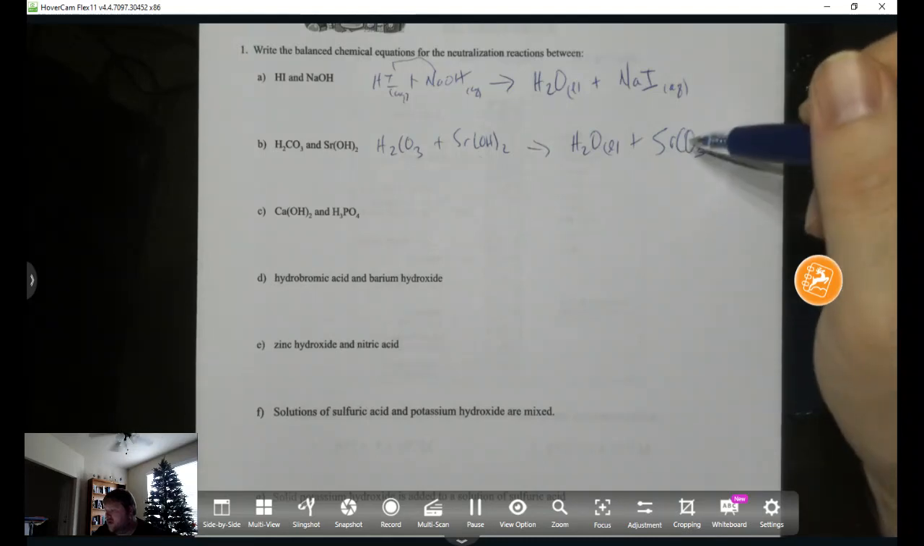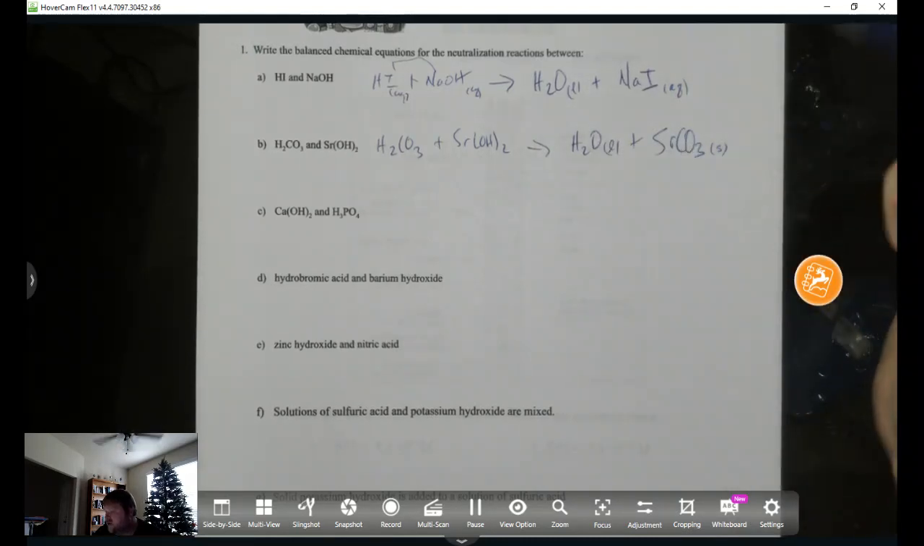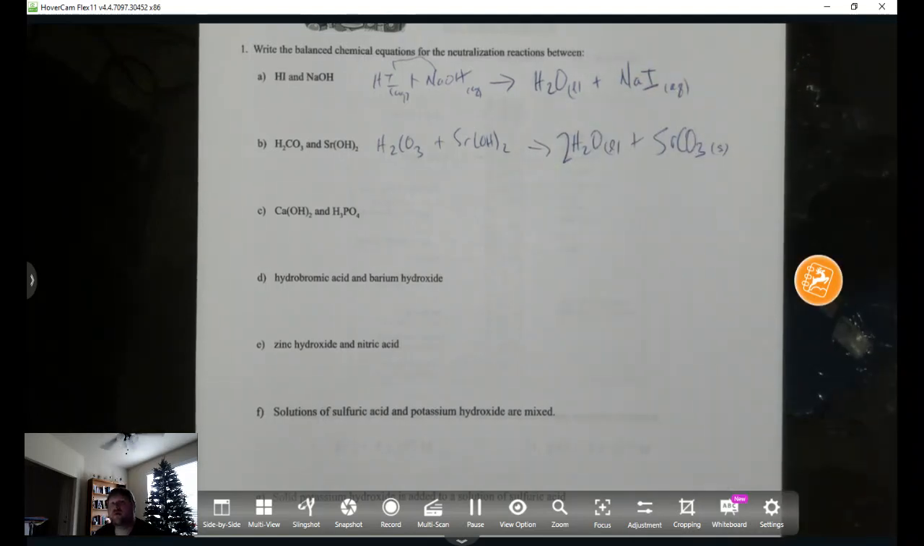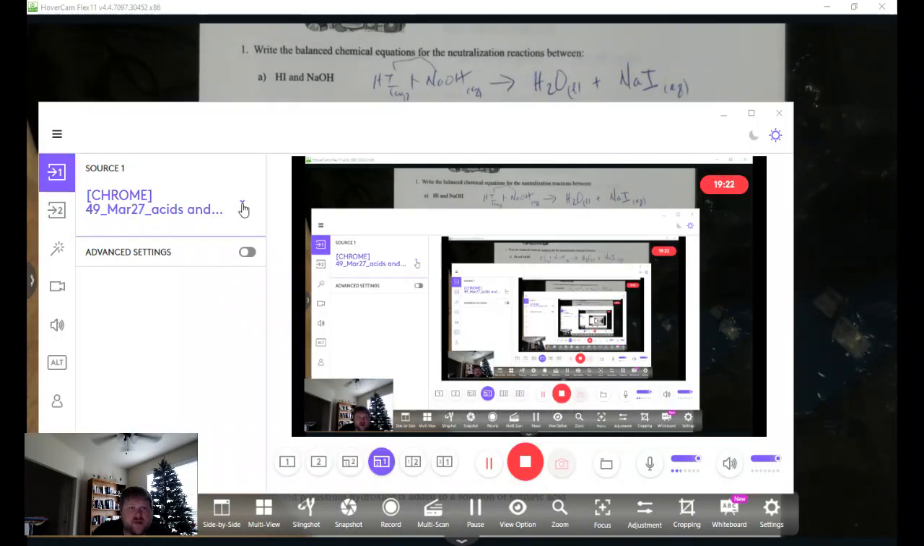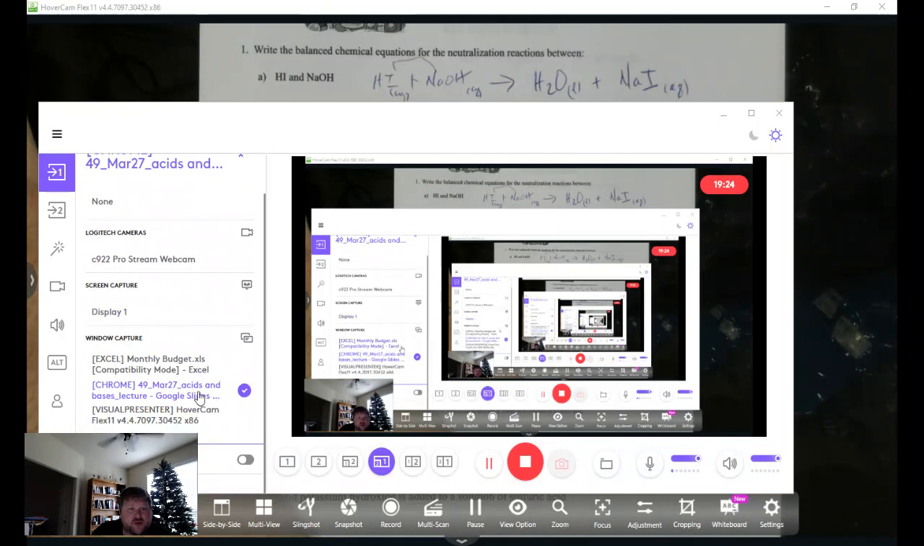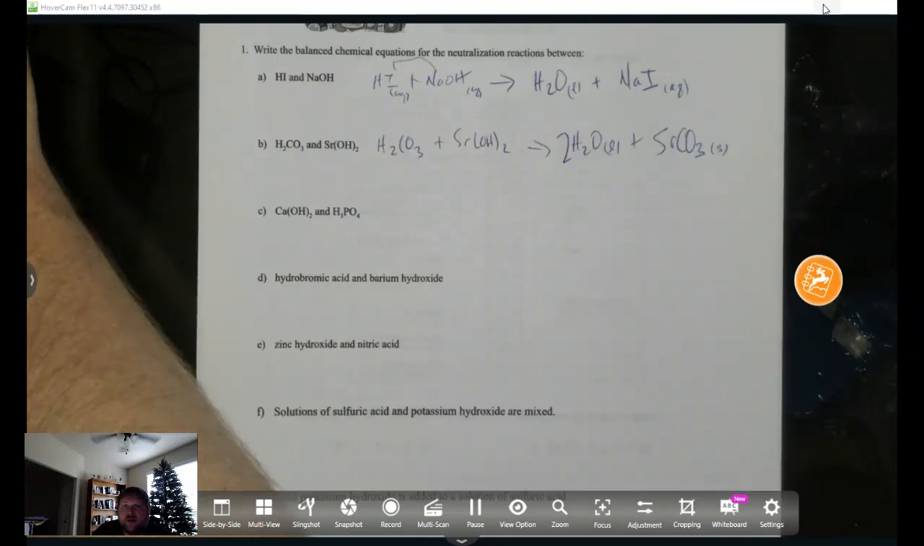Now this one we do need to balance. You see we don't have nearly enough hydrogens and oxygens, so I need to put a 2 in front of that one. And you occasionally have to balance an acid-base reaction. So that's a neutralization reaction. I don't think you'll find that really difficult, especially if you learned how to do double replacement reactions during that unit.